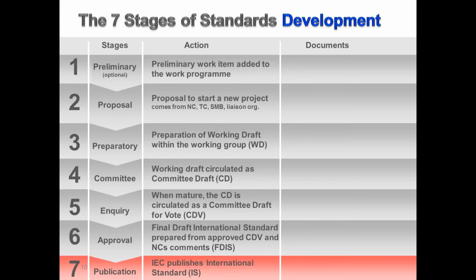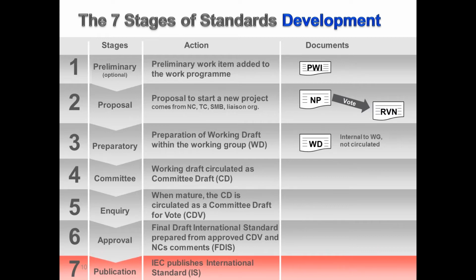Then we go for the NP, like I just showed. And on the NP we have a vote, and then we have the RVN documents. Then there is what we call the working draft, which is the draft developed internally in the working group. And there are several iterations of that working draft. And when that working draft is judged by the working group mature enough to be submitted for comments to the P members, then we have the CD.